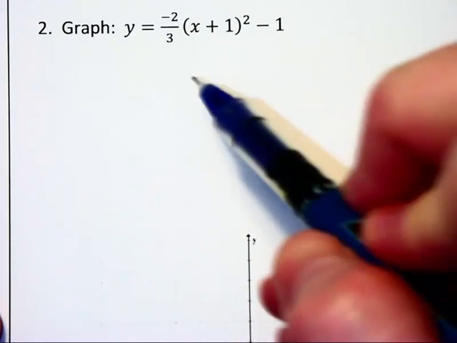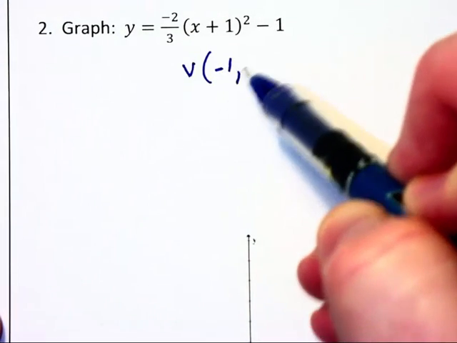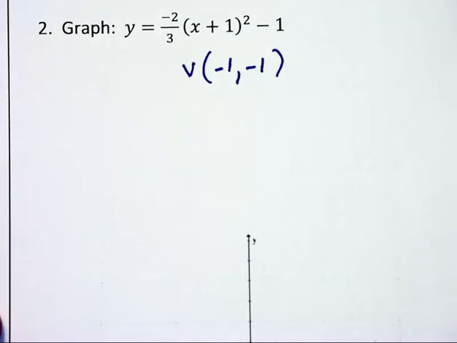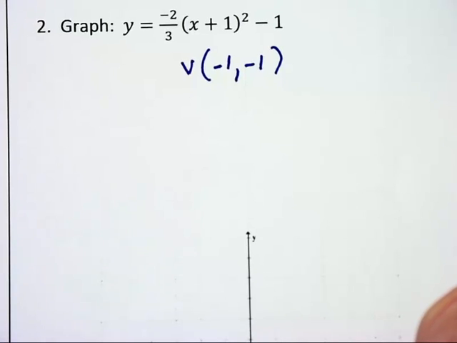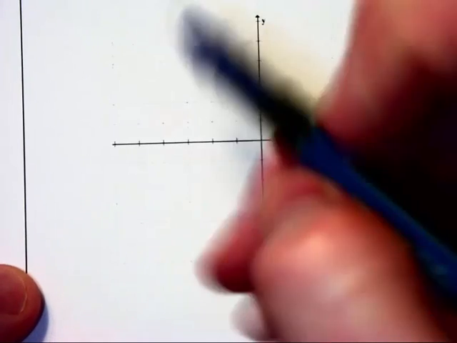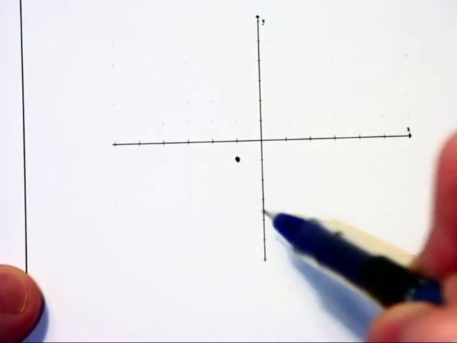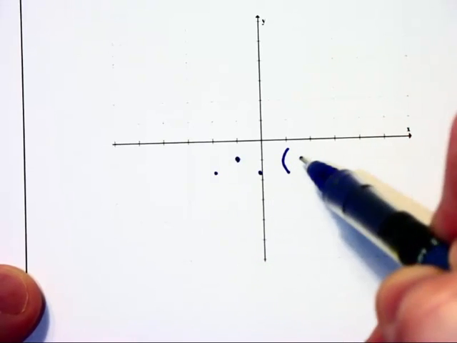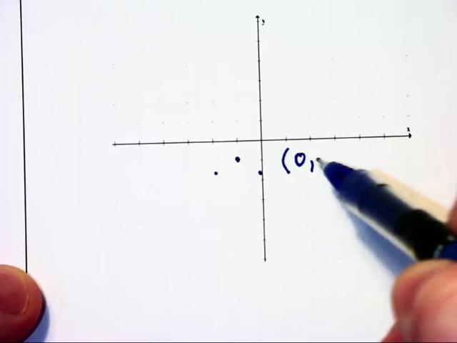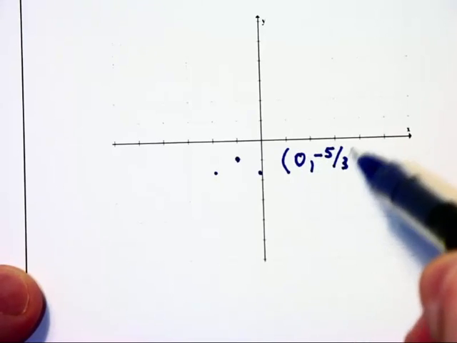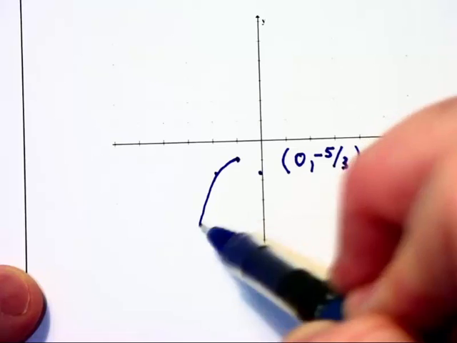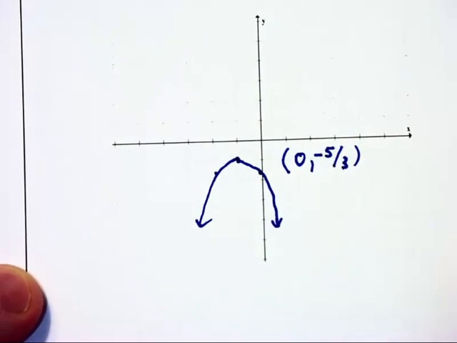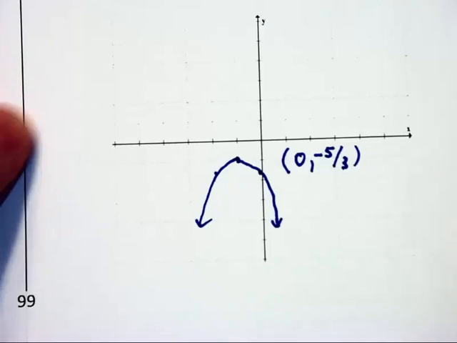For number 2, our vertex will be at negative 1, and that negative 2/3 out front tells us it's going to be opening downward. So here we go. Negative 1 is down here in the third quadrant. I can go down 2/3 and over 1. Notice I'm going to have a y-intercept at 0, negative 5/3, and a matching point over there on the left. And so that would be basically the curvature of this parabola.